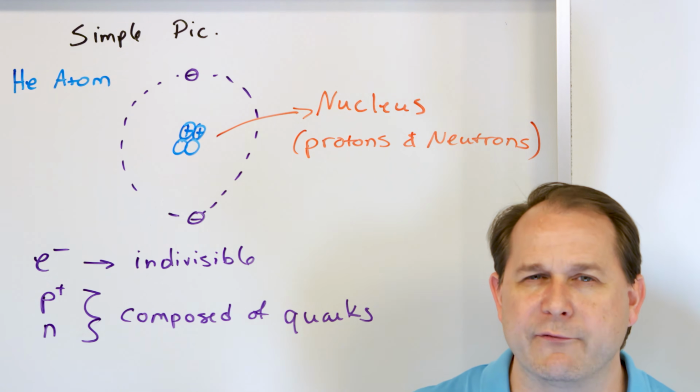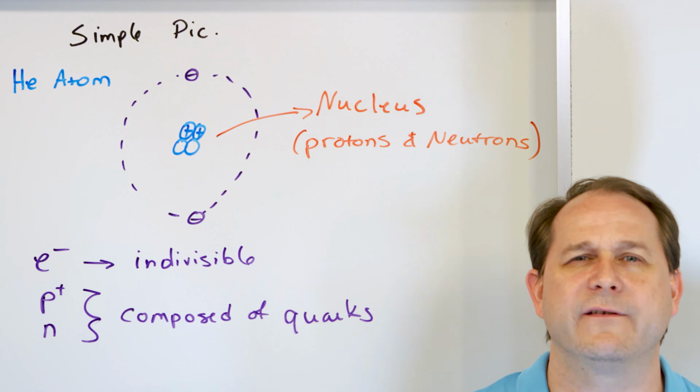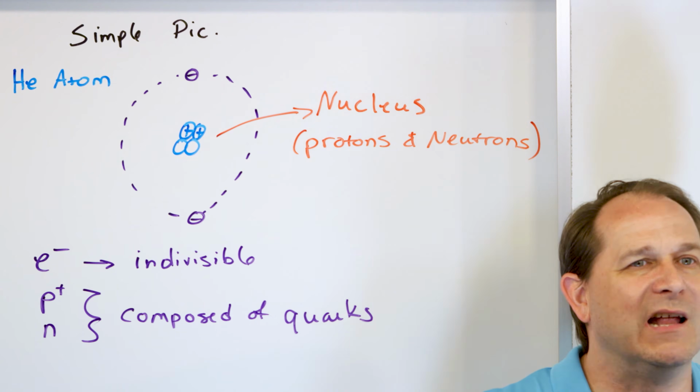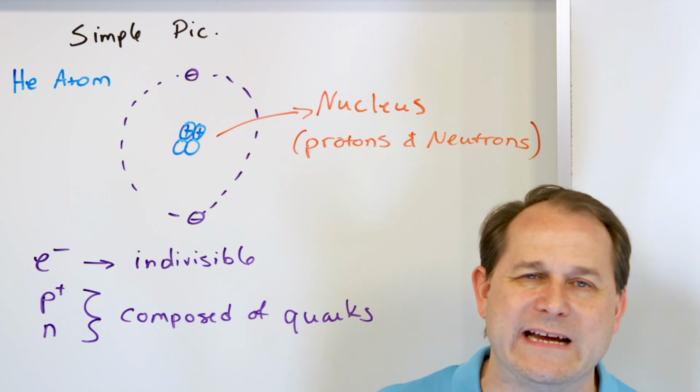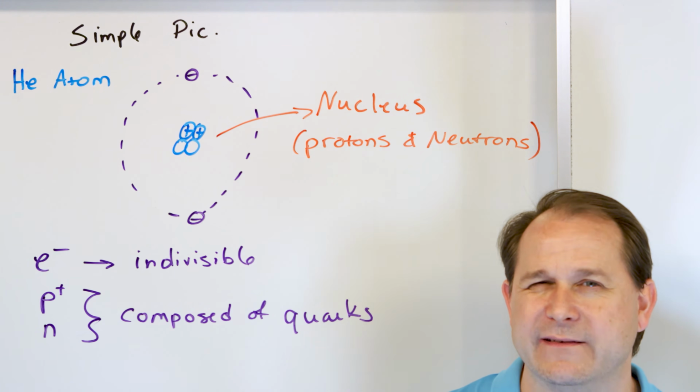So electrons govern what happens in the reaction, but protons of course govern things like electronegativity, how strongly an atom attracts electrons and things like that.